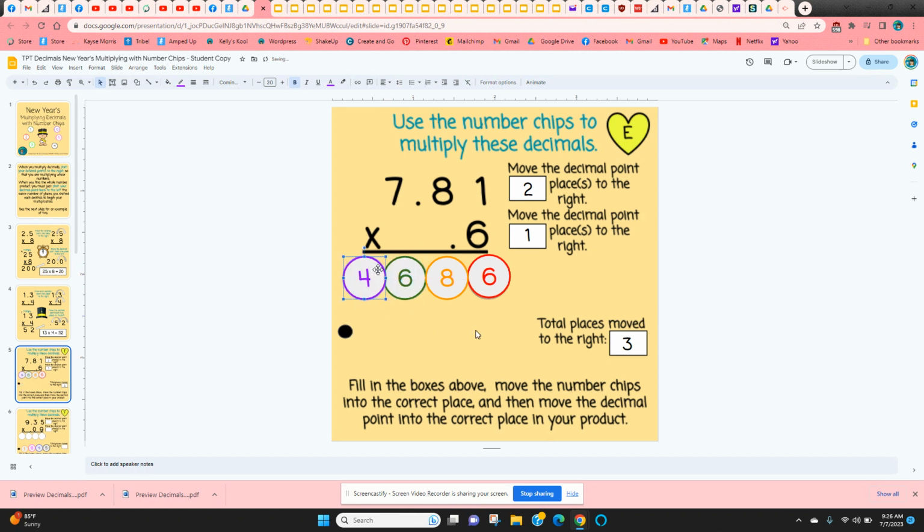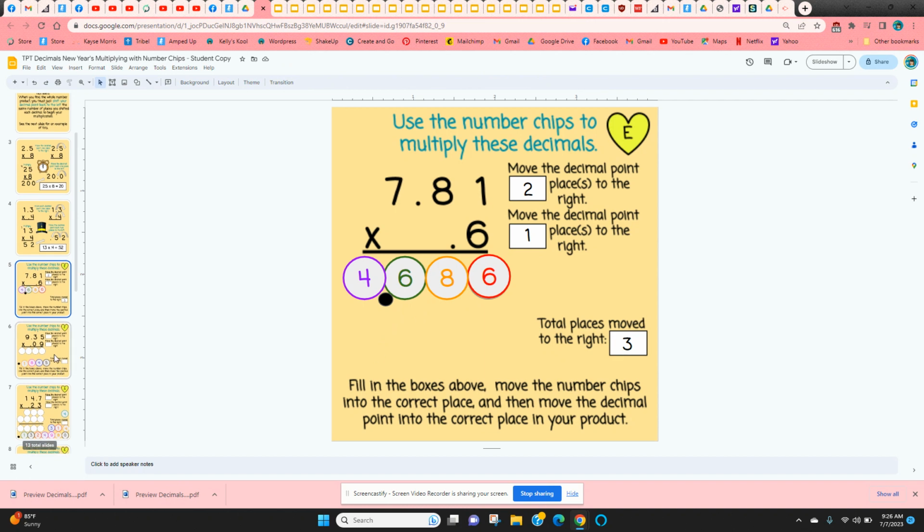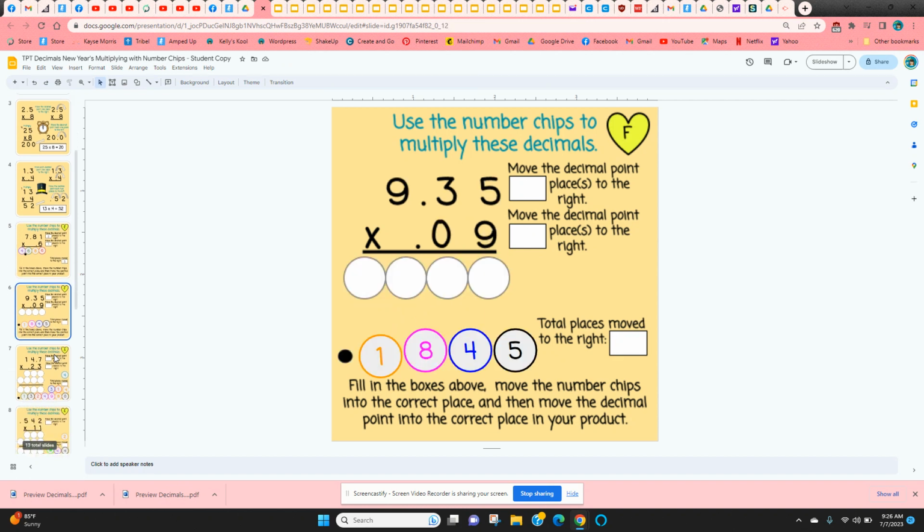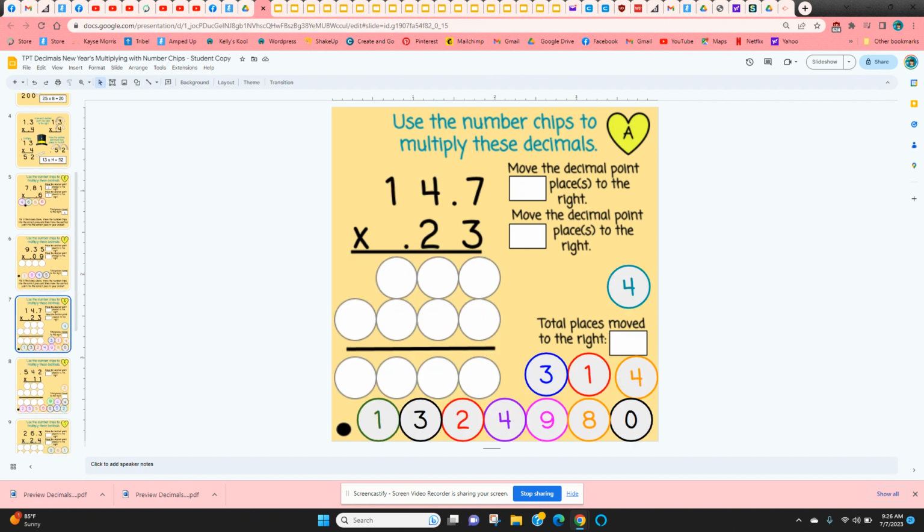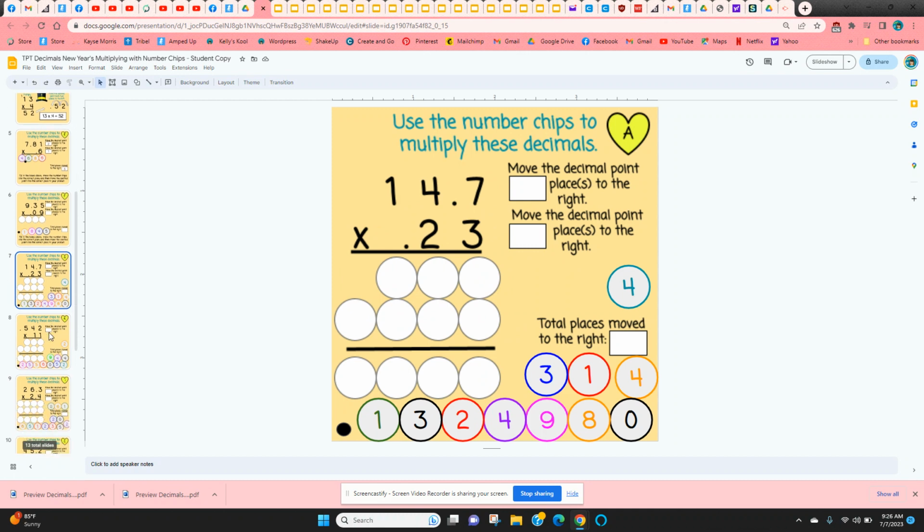Okay, and then you need to move your decimal point also. So if we move 3 places to the right, we need to move back 3 places to the left. 1, 2, 3. And there's your answer. Same thing on the next slide. And then the problems get a little more difficult as you go.